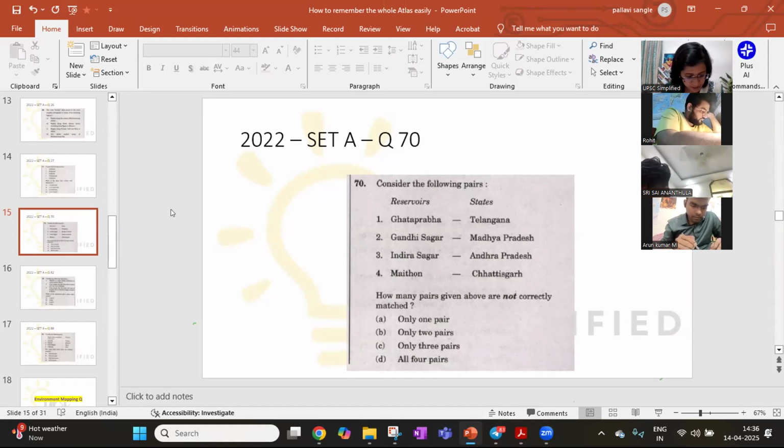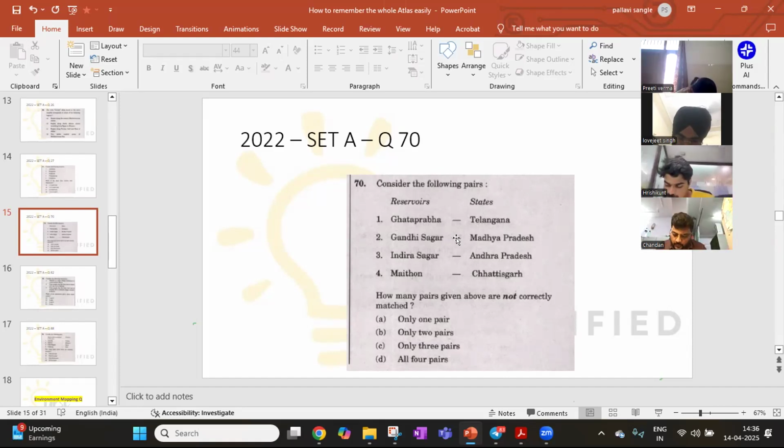Done. Now trace Nizam Sagar. Can you see that? Then you have Hirakud Reservoir. If you see the political map, you will be able to see the exact locations also. For example, Hirakud Reservoir, you can see it is in Odisha.